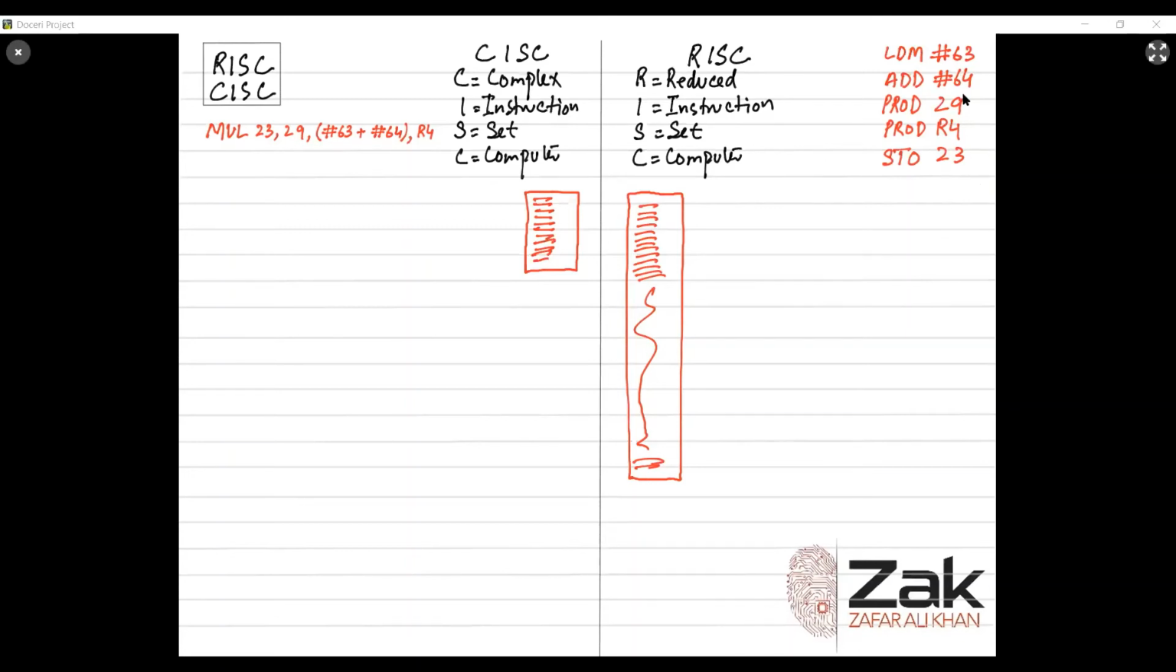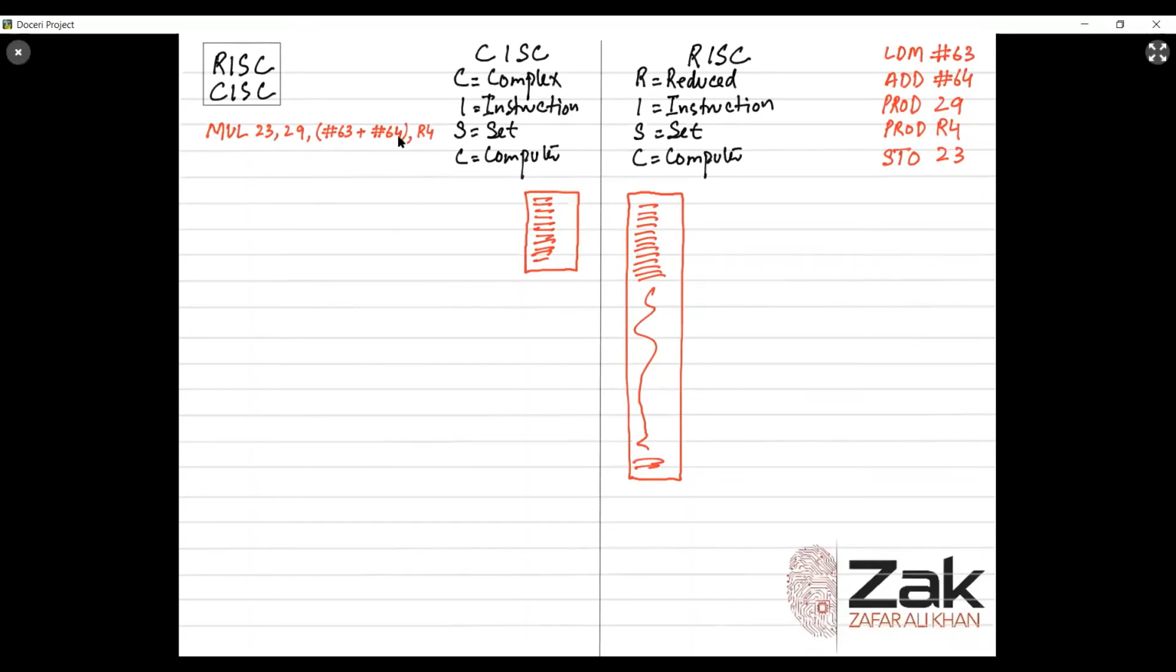On the contrary, if you look at CISC, there is just one single instruction. That instruction says to multiply whatever is in 23 and 29 with 63 plus 64. Sorry, 23 is the storage. The first thing in a complex instruction is the address of the location where you have to put the data back.